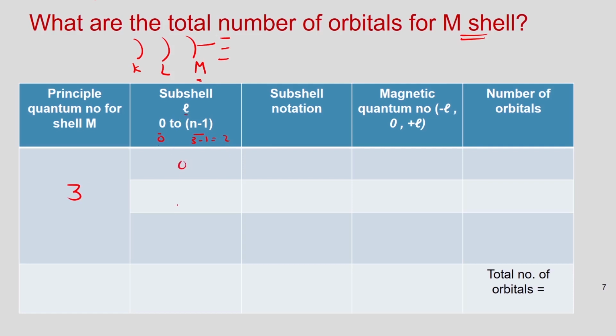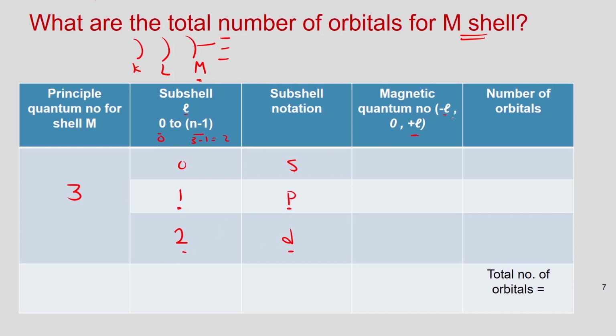I have 0, 1, and 2. The subshell notation is S, P, and D. Notice that whenever I have the angular momentum 0, I will have the subshell S, and for 1 it is P, and for 2 it is D.